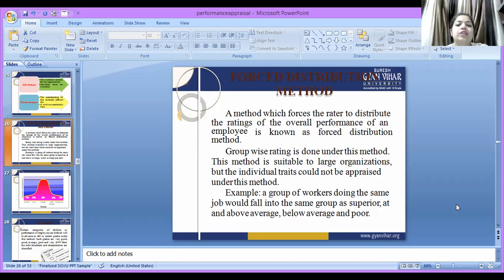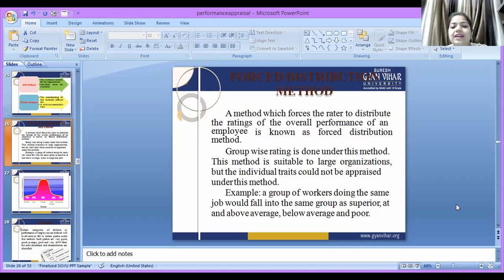Group-wise rating is done under this method. Basically, that means the manager cannot rate a person individually. They will rate group-wise, because this method is also suitable for large organizations. For a small organization, the simple ranking method is very easy. And individual traits could not be appraised because we are rating them group-wise.